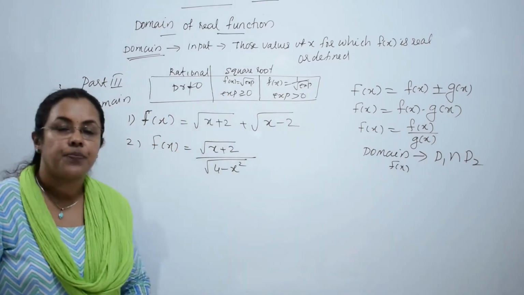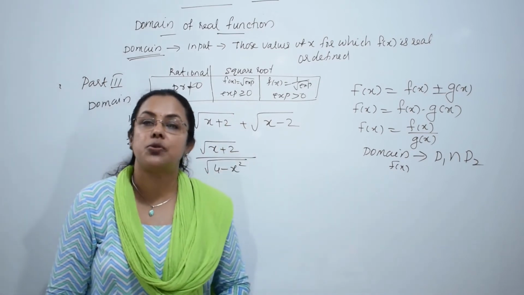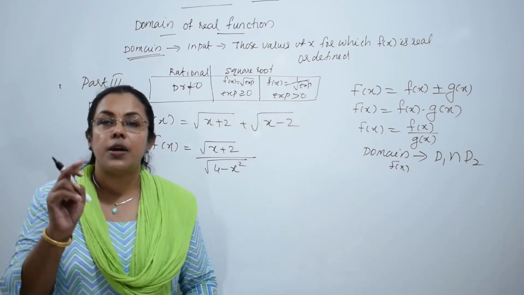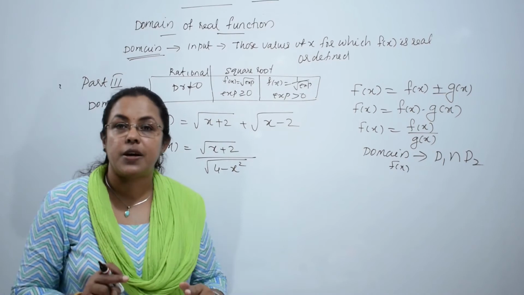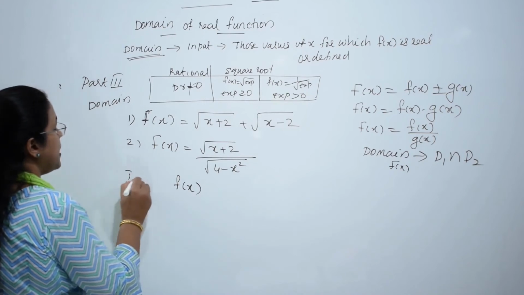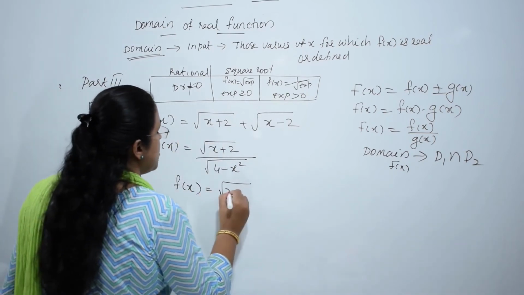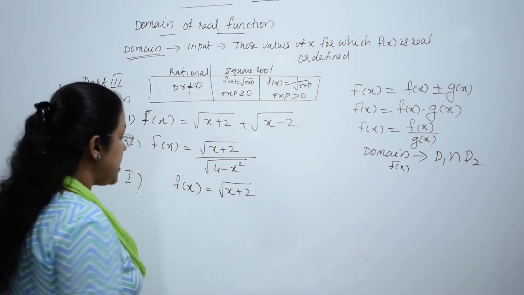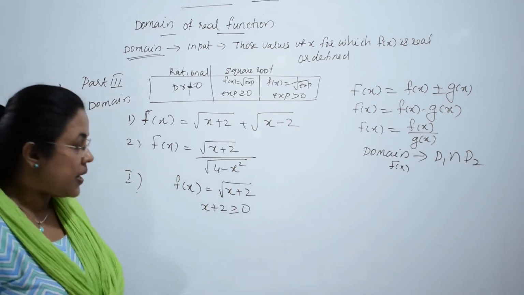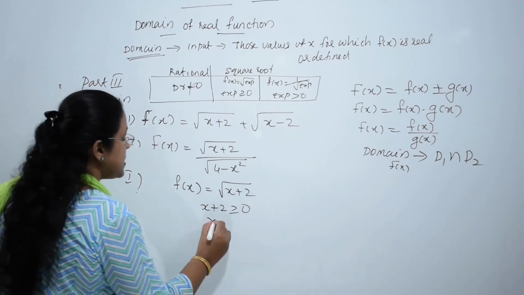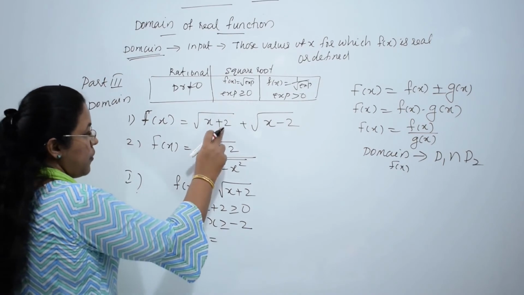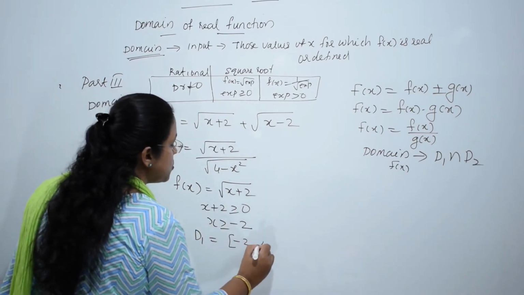Now look at the first question. F(x) = √(x+2) + √(x−2). That means it is of the form f(x) plus g(x). We have to find the domains independently first, then find the intersection. Take small f(x) as √(x+2). Since it is a square root function, take the expression inside the square root greater than or equal to 0, that is x ≥ −2. So the domain of small f(x) is −2 to infinity.